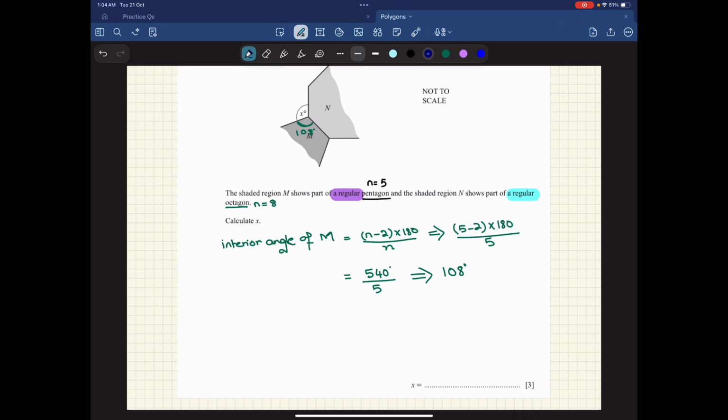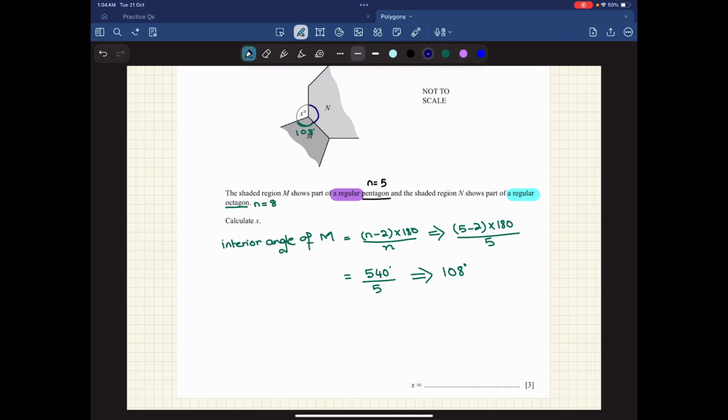Now let's calculate the value of x. How we're going to do that is that we're first going to find the interior angle of the regular pentagon. Then we're going to find the interior angle of the regular octagon. And finally, we're going to add these two together and subtract them from 360, because this is a complete turn. So we're going to subtract these two interior angles from 360, and that is going to give us the value of x.